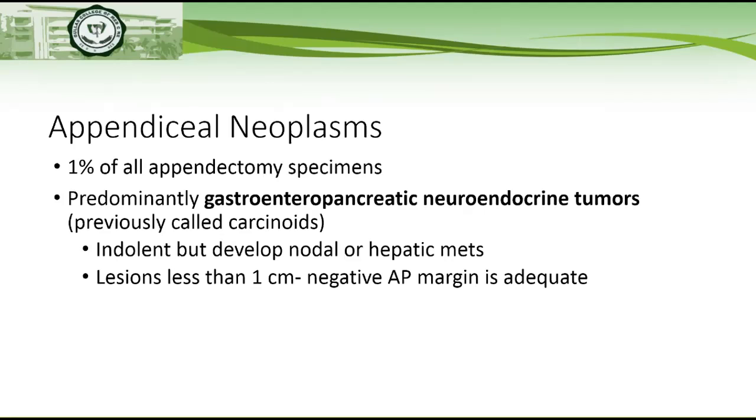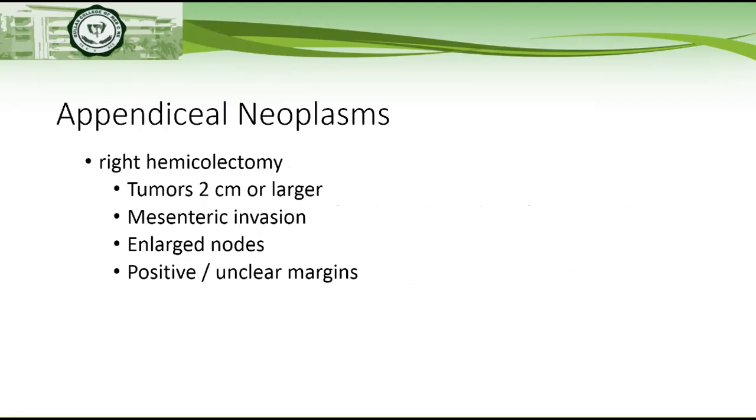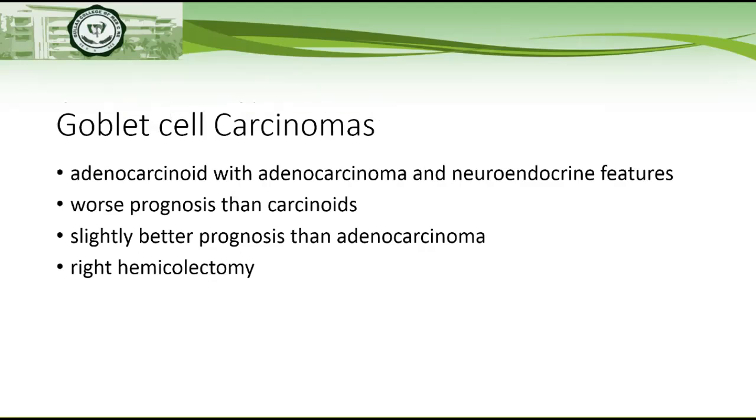Appendiceal neoplasms occur in 1% of all appendectomy specimens, predominantly gastroenteropancreatic neuroendocrine tumors, previously called carcinoids. They are indolent but can develop nodal or hepatic mets. For lesions less than 1 centimeter, a negative appendiceal margin is adequate. Right hemicolectomy is done for tumors 2 centimeters or larger, or if there is mesenteric invasion, if there are enlarged nodes, or if there are positive or unclear margins.